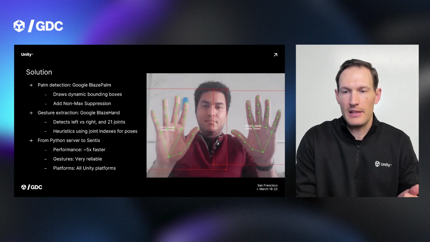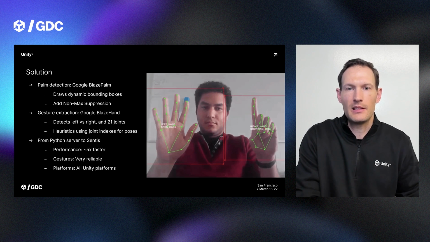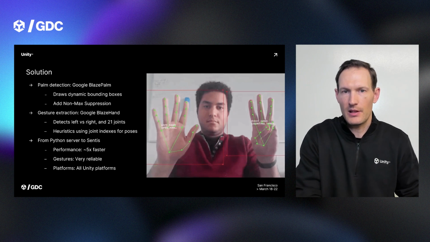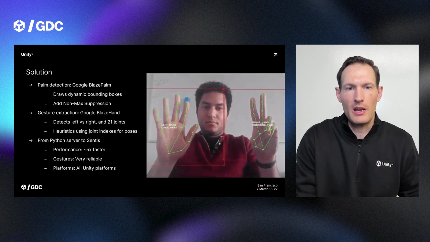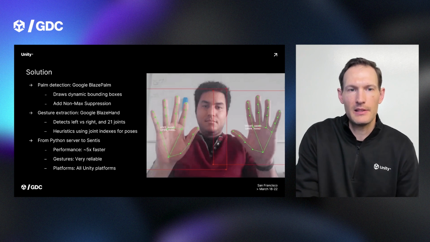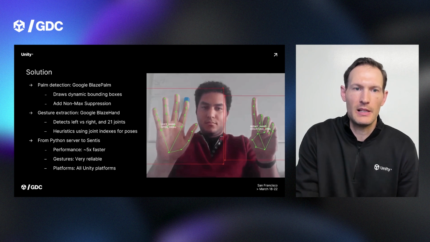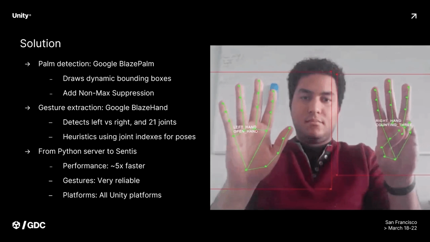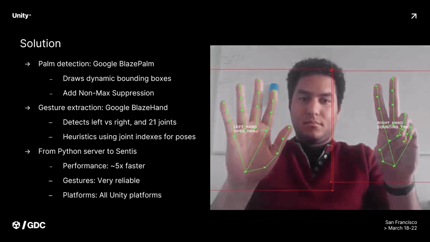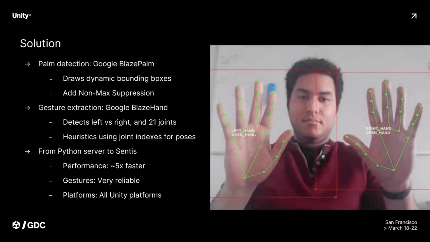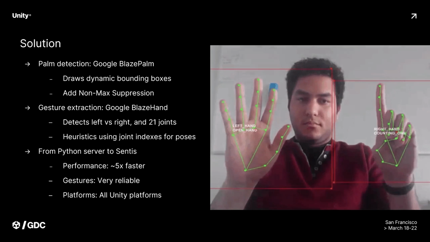So now that you have the hands, the next thing to do is you need to detect left and right in the hands as well as all the finger joints. So this is a second model that's chained under the results. That's called BlazeHand. That's also from the Google MediaPipe collection. So once you have all the finger joints, now you can simply write some custom heuristics using the joint indexes for all the different gestures that you want to detect.